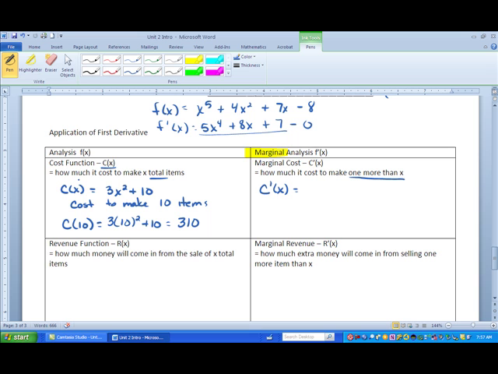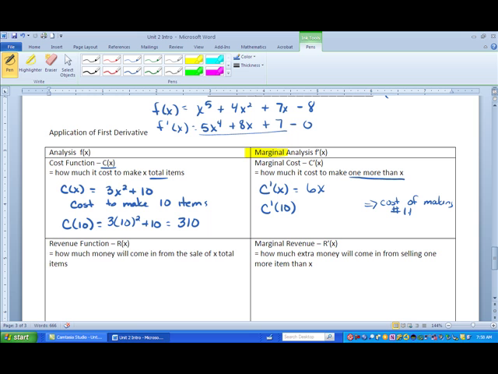So first, let's take the derivative of the cost function. So the derivative of 3x squared plus 10, the derivative of 3x squared is 6x. The derivative of 10 is 0. So our marginal cost function is 6x. Now, if I plug 10 into that function, that is going to find me the cost of making number 11. Not the total cost for all 11. It is the rate of change. How does the cost change when we change by 1 unit?